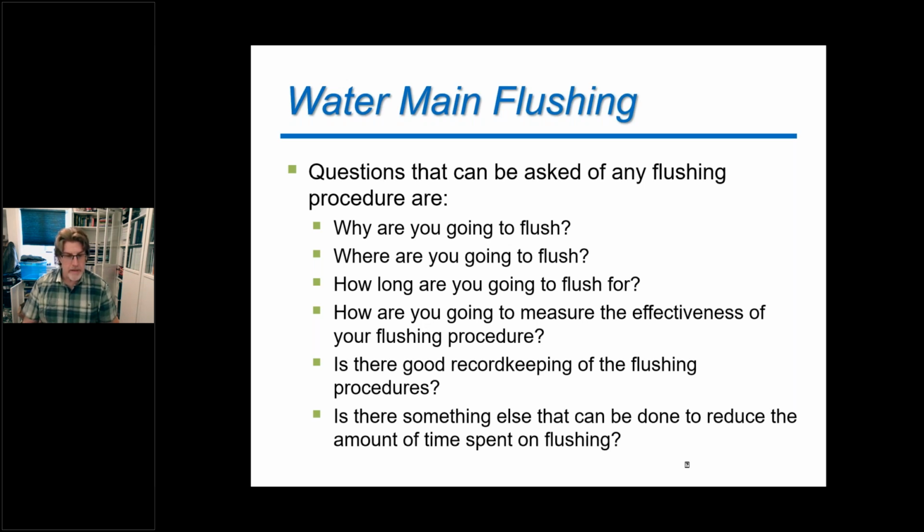And with anything, we need to also look at our record keeping, right? Are we keeping good records so that we can look back at this after we're done, or look back at it as the previous year and say, you know, this is what we did last year and this didn't really work, we didn't meet our objectives. You know, do we need to change this year? Or, you know, has there been a change in the system, or something we should be doing a little bit different to make our flushing more effective?